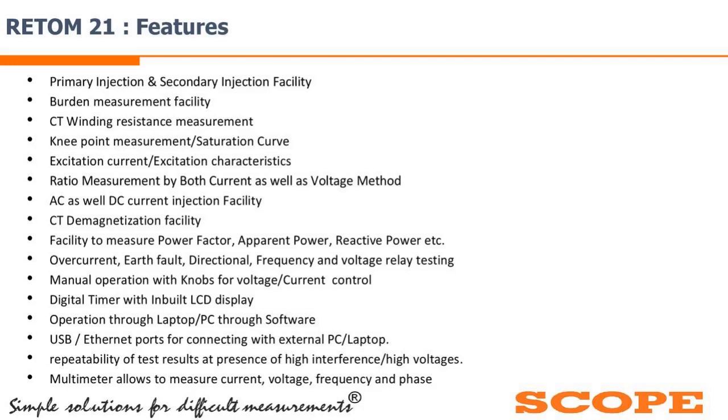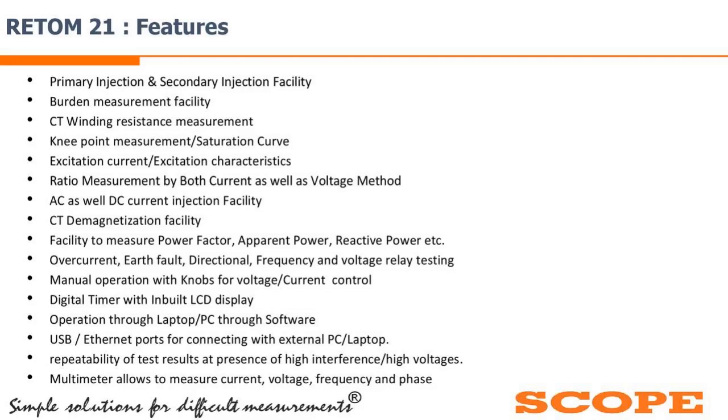Then the instrument also has a facility to measure power factor, apparent power, reactive power, and active power. Then overcurrent, earth fault, directional, frequency and voltage relays testing facility. So with the help of this instrument, we can test all the major types of relays. Then manual operation with the knob for voltage and current control. Digital timer with inbuilt LCD display we have provided.